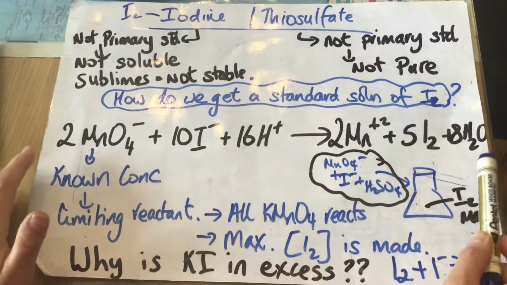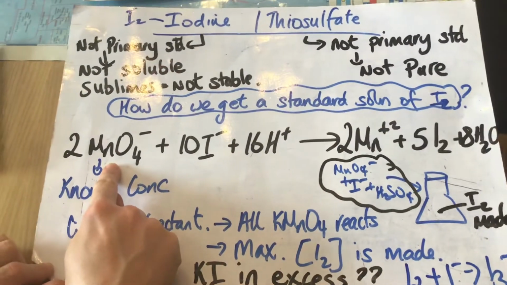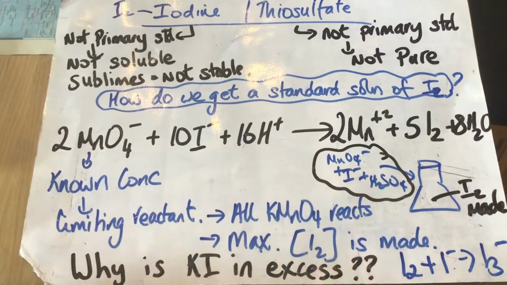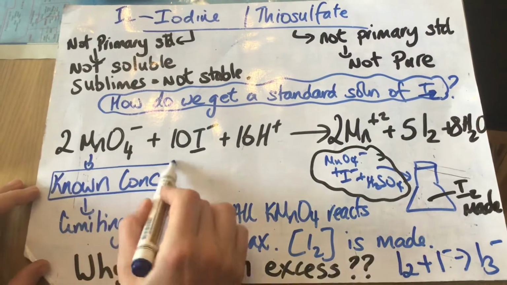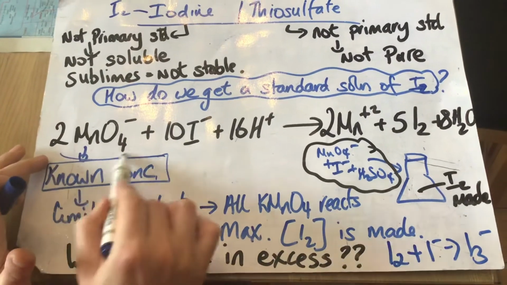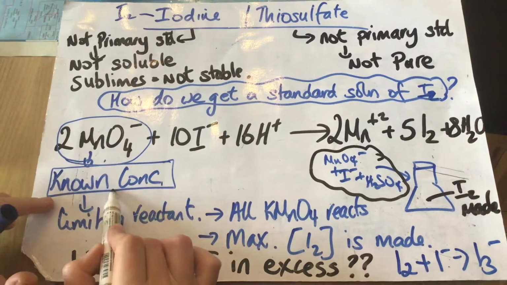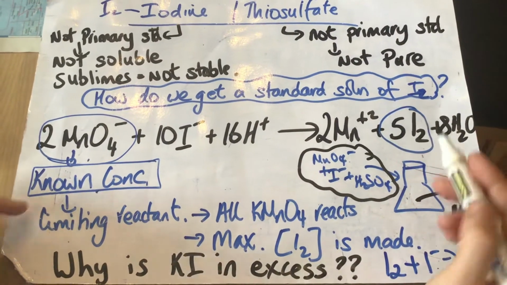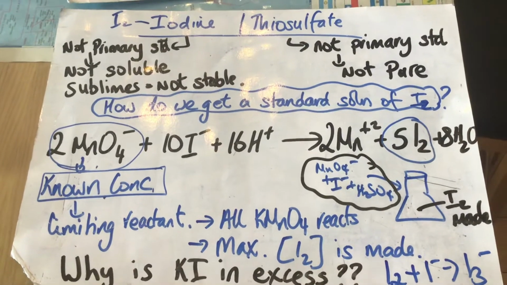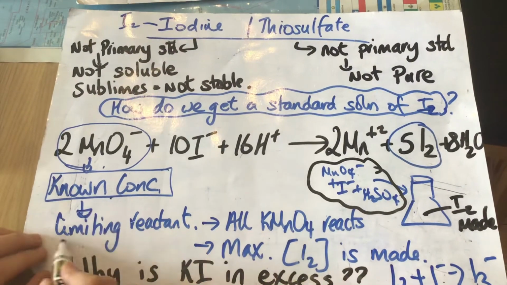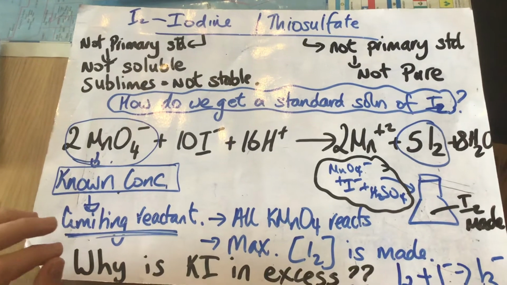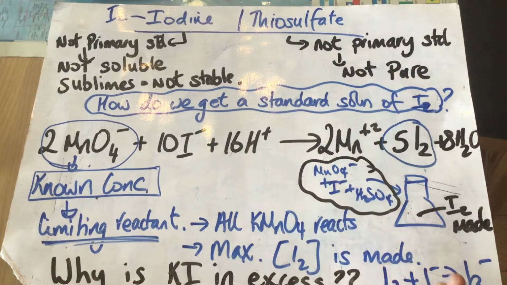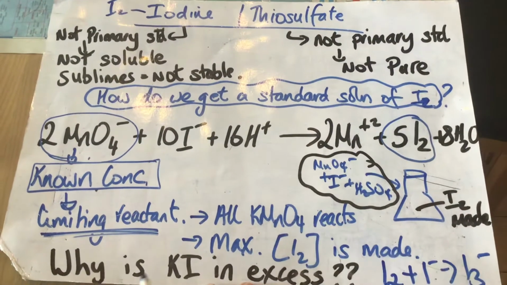Well, we use this equation here. So look, we're back to the permanganate again that we were using in the previous set of titrations. You have standardized permanganate. So what does that mean? You know its concentration. So if you use this permanganate that you know the concentration of to make iodine in the conical flask, then you can calculate the concentration of the iodine. Now, the only thing is, the permanganate has to be the limiting reagent or limiting reactant.